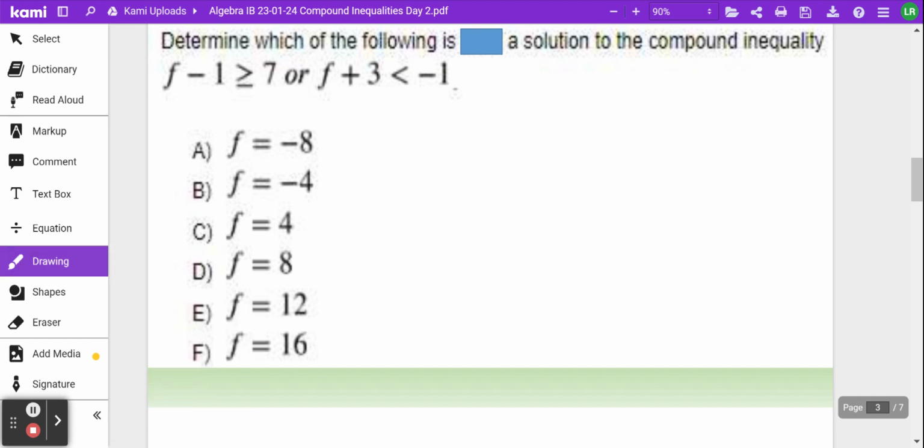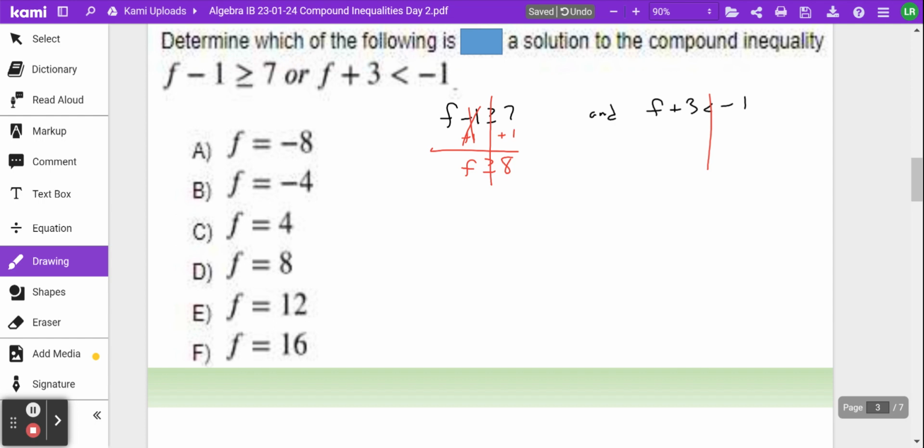All right, let's take a look here. f minus 1 is greater than or equal to 7, and f plus 3 is less than negative 1. So let's solve these. Add 1 to both sides. That gives me f is greater than or equal to 8 for this one.